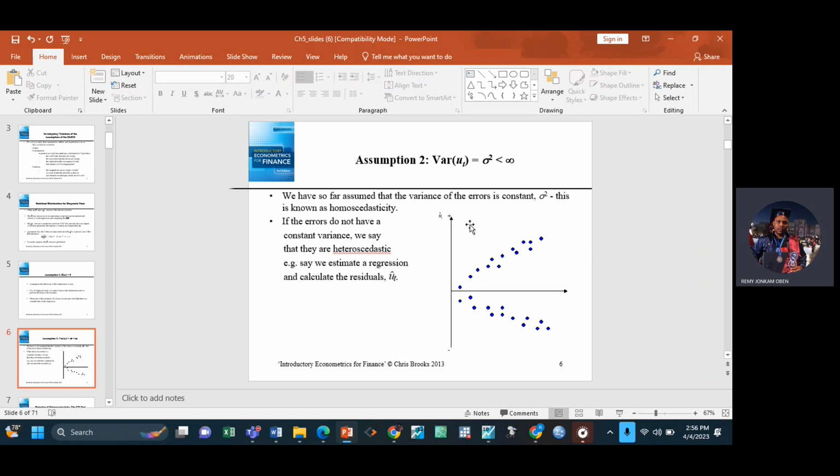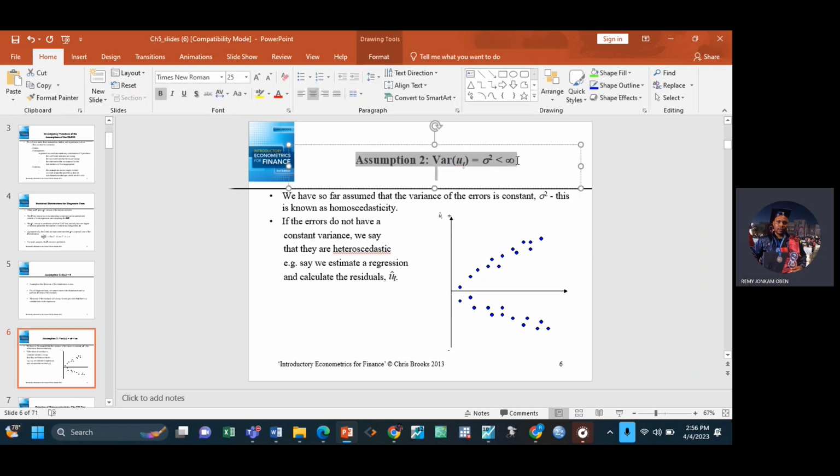Next, assumption number 2. Variance should be constant. If the variance is not constant, how do we call it? Heteroscedasticity. If the variance is constant, it is homoscedasticity. Looking at this graph, what do you think? Is the variance constant? No. It's heteroscedasticity.